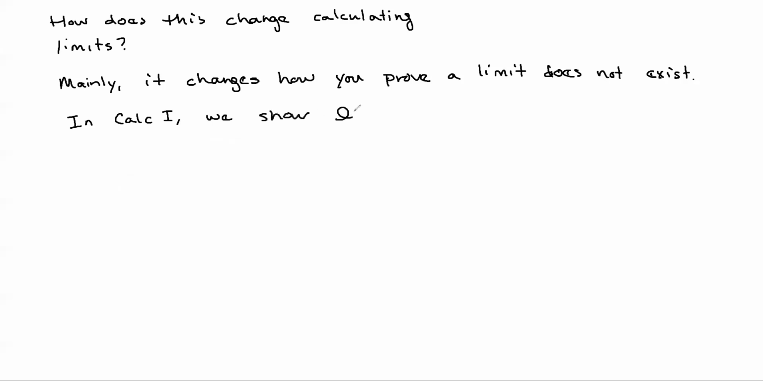We would show the limit as x approaches a from the left of f of x is not equal to the limit as x approaches a from the right of f of x. Okay, so there's only 2 ways to get to a on a number line, either from the left or from the right. And so different limits end up implying that the limit does not exist, and there's only two ways to get there, left and right. In multivariable in Calc 3, there's a lot more than two ways to get there.